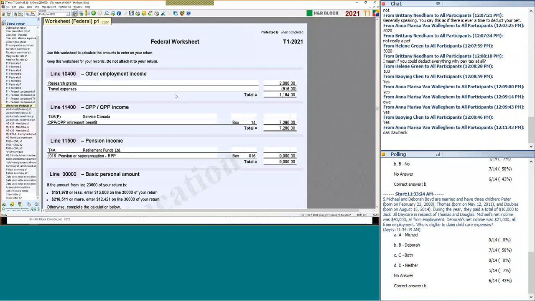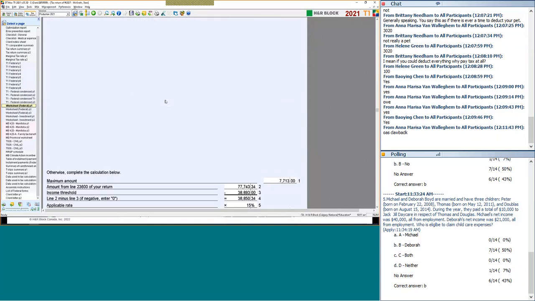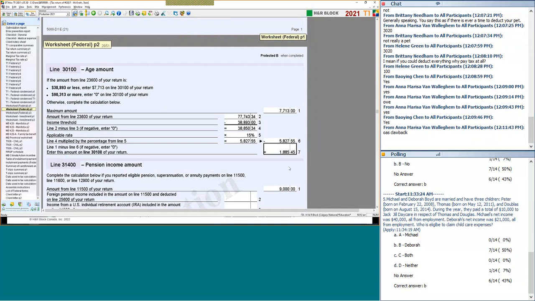And then when we get to the age amount, if you weren't sure about the age amount, we're going to do the same thing and see how close he is. He's awfully close to the top amount for losing his age amount. But if you do the calculation, you're going to see he just gets a little bit of it. $1,885.45, he does still qualify for the age amount, but he's getting pretty close to the income where he wouldn't.